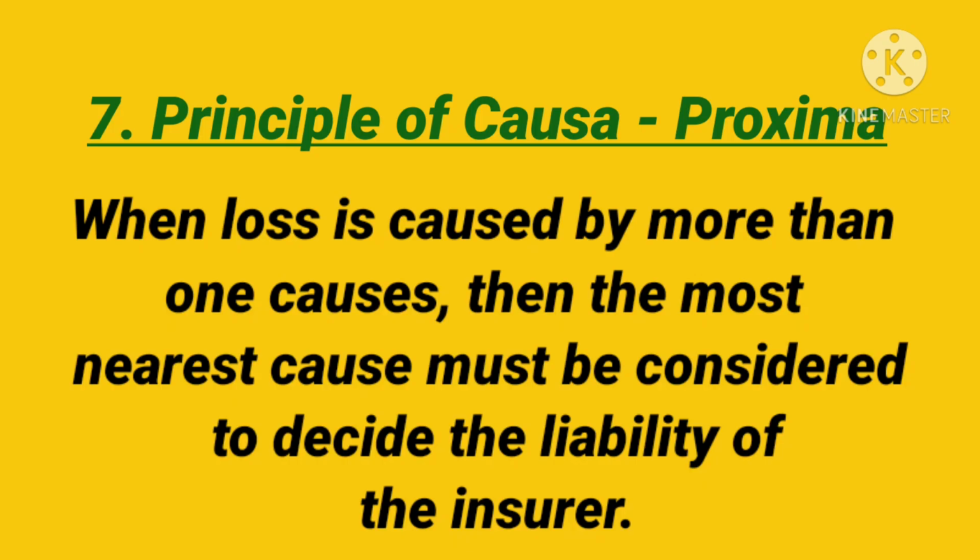The last point, principle of Causa Proxima. As per this principle, when loss is caused by more than one cause, then the most proximate or nearest cause must be considered to decide the liability of the insurer. This is because the property may be insured against the risk of loss from certain causes and not against all causes. If the proximate cause is the one against which the property is insured, the insurance company is bound to pay compensation and vice versa.